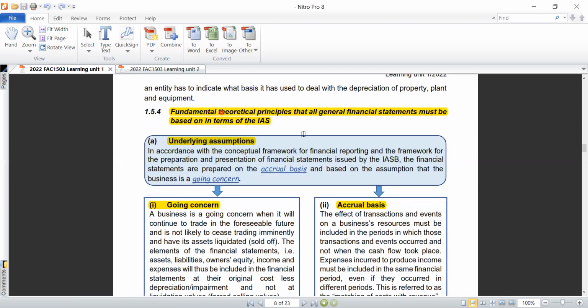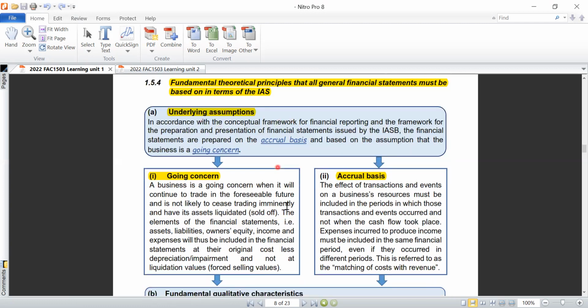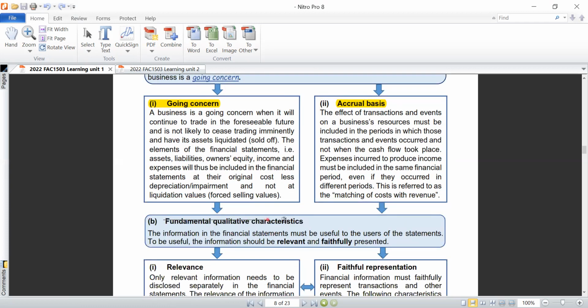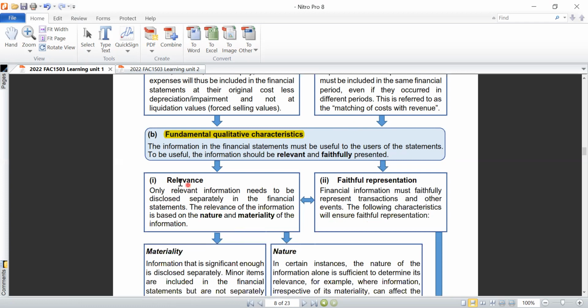So notice there are two assumptions here. There's the underlying assumptions, and then there's what we call the fundamental qualitative characteristics. There's what we call relevancy. When it comes to the relevancy characteristic, the information that is supposed to be conveyed in the financial statement should be information that pertains to the entity in concern, and it has to be material information.